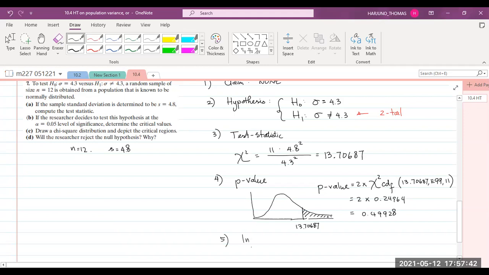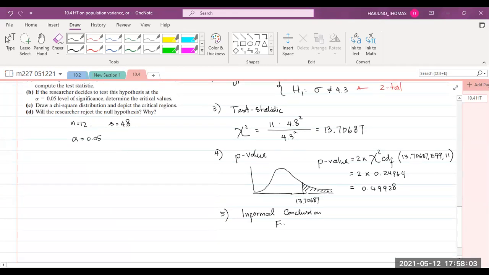Okay, so informal conclusion. The alpha is 0.05 from part B. The p-value is strictly much greater than that, so we fail to reject the null hypothesis. Notice that in part D, the question, will the researcher reject the null hypothesis? The answer is no. The researcher will not reject the null hypothesis, because the p-value is greater than alpha. Notice that they do not require us to draw a conclusion, because we don't even have a claim. So the conclusion is none.